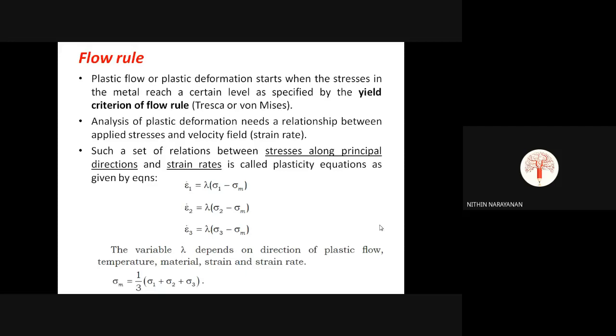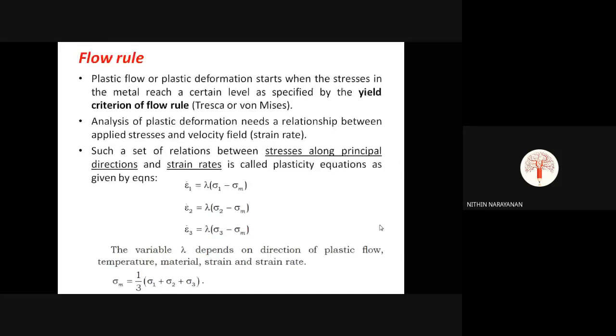It is a relation between the stresses along the principal directions and the strain rate, that is the rate of strain. That can be obtained from the flow rule, and there are three equations. These equations are called plasticity equations. That gives the relation between the stress and the strain rate in the plastic region.